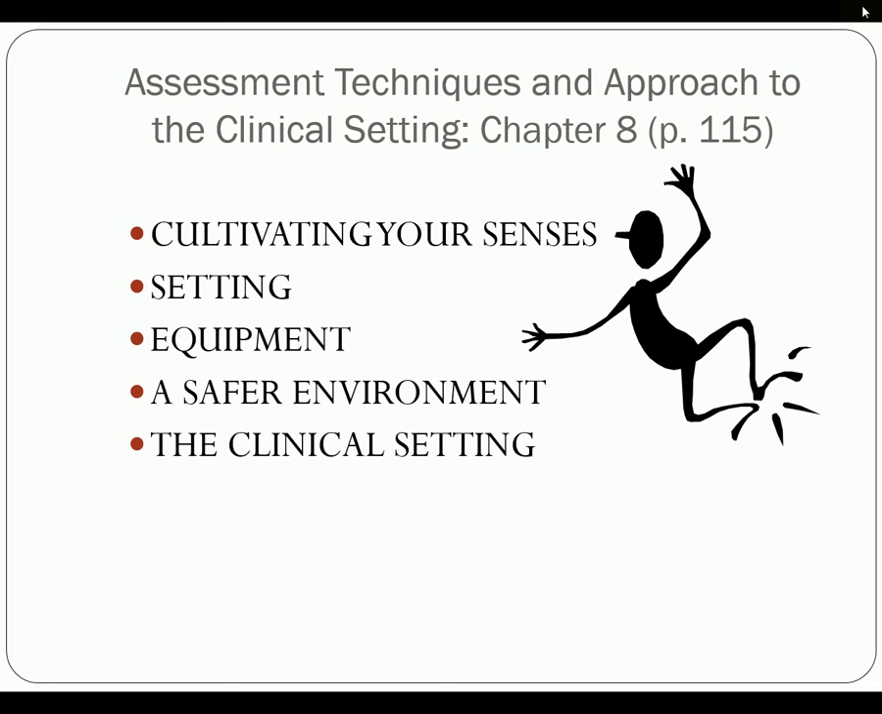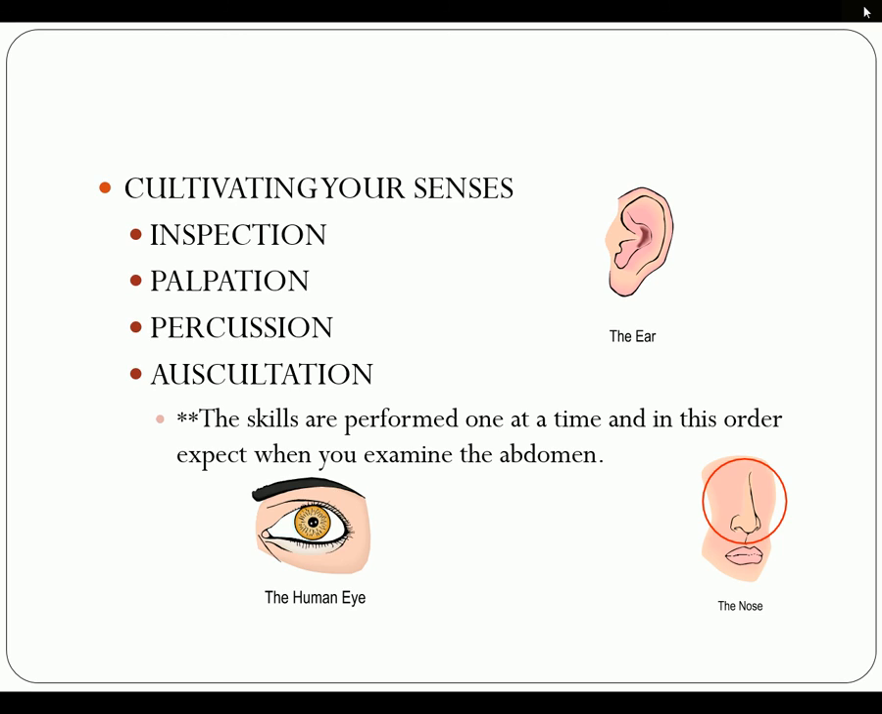And this is going to be starting in chapter 8, okay, on page 115. You're going to be cultivating your senses. And we're going to be talking about each one of these, the setting, the equipment, setting up a safe environment, and the setting. When you're cultivating your senses, you're going to be using inspection, palpation, percussion, and auscultation. Those are the 4 major skills that we're going to use.